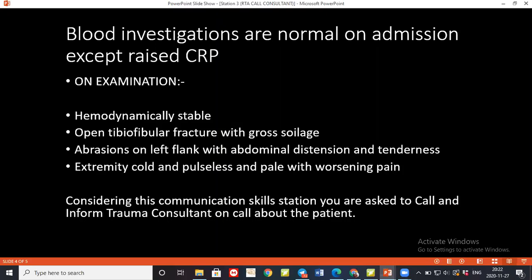And I have communicated with you, sir, and you have agreed that you'll be taking care of this patient's limb, as it is the most important priority. Is there anything else, sir, I should do for the patient right now? No, it's all right then.